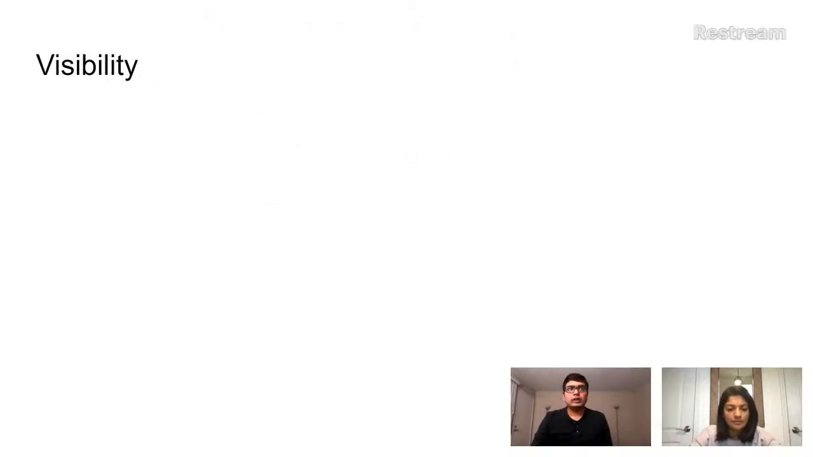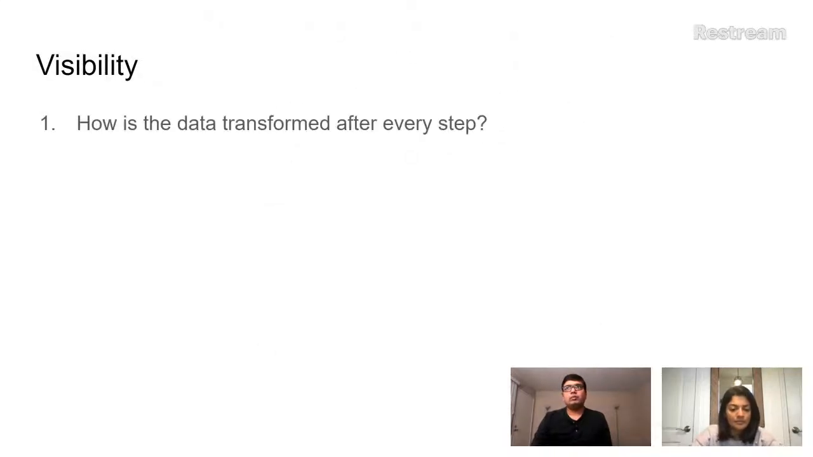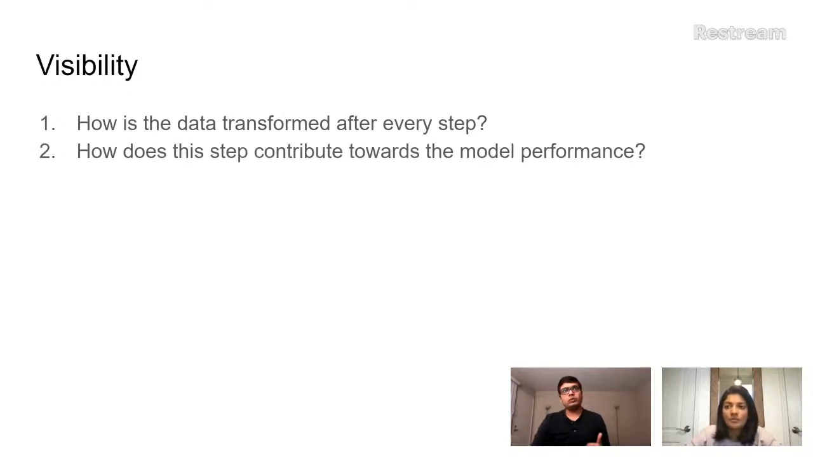The next point is visibility. Again, in a catastrophic situation, your data or your model failed, and you want to do an RCA. You want to dive deeper and understand what happened, what led to my model predicting a down spike when there was actually an up spike. At that point in time, you want to know what happened at every step in your model development. So how was the data transformed at every step? How does this step contribute towards the model performance?